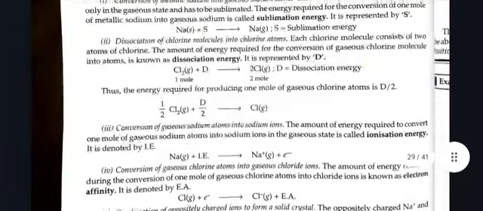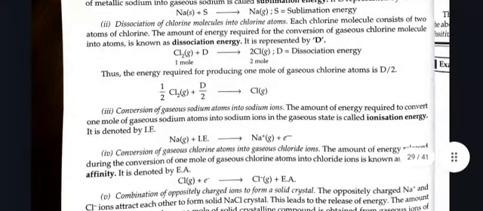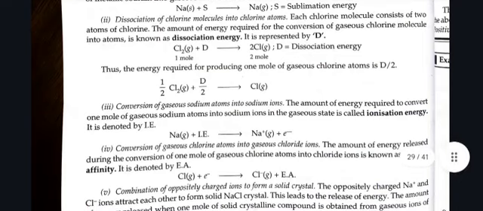It is represented by D. Thus the energy required for producing 1 mole of gaseous chlorine atom is D/2. Conversion of gaseous sodium atom into sodium ions. The amount of energy required to convert 1 mole of gaseous sodium atom into sodium ion in gaseous state is called ionization energy. It is denoted by IE.